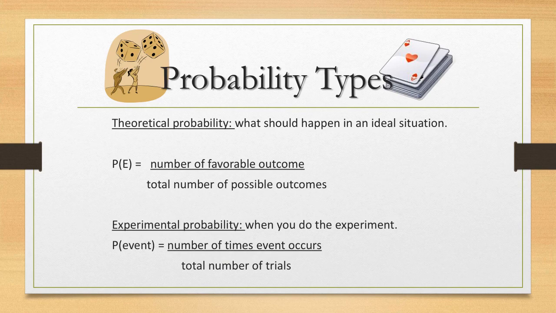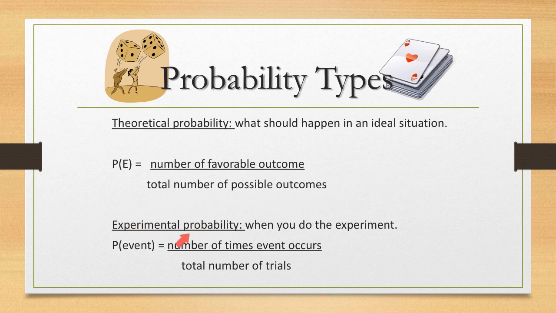So a couple different probability types that we just looked at. One of them is called theoretical probability. Okay, so theoretical probability is what should happen in an ideal situation. So if I roll a die, I should roll a 1 one out of 6 times because there's only one 1 on the die and there are 6 sides to it. That would be theoretical probability. Okay, so our formula for that would be the number of favorable outcomes over the total number of possible outcomes.